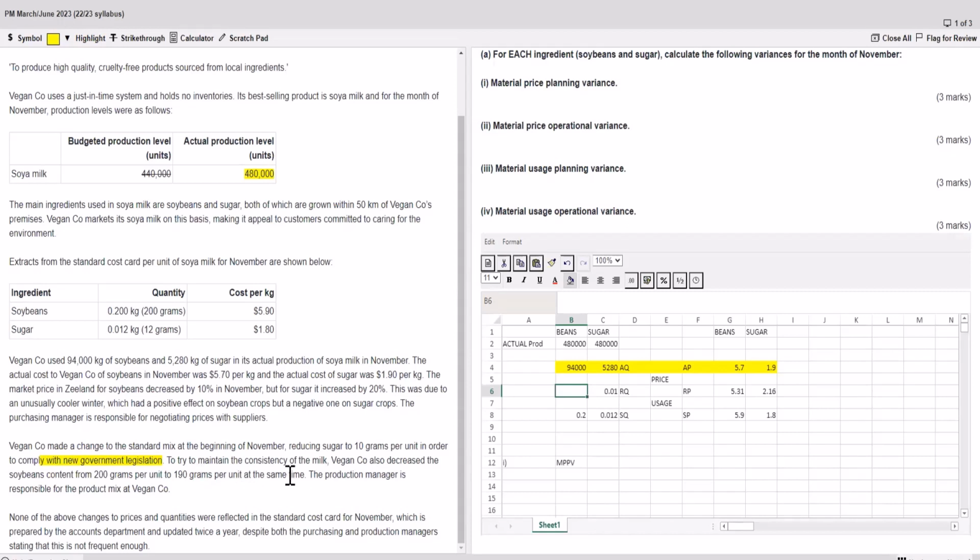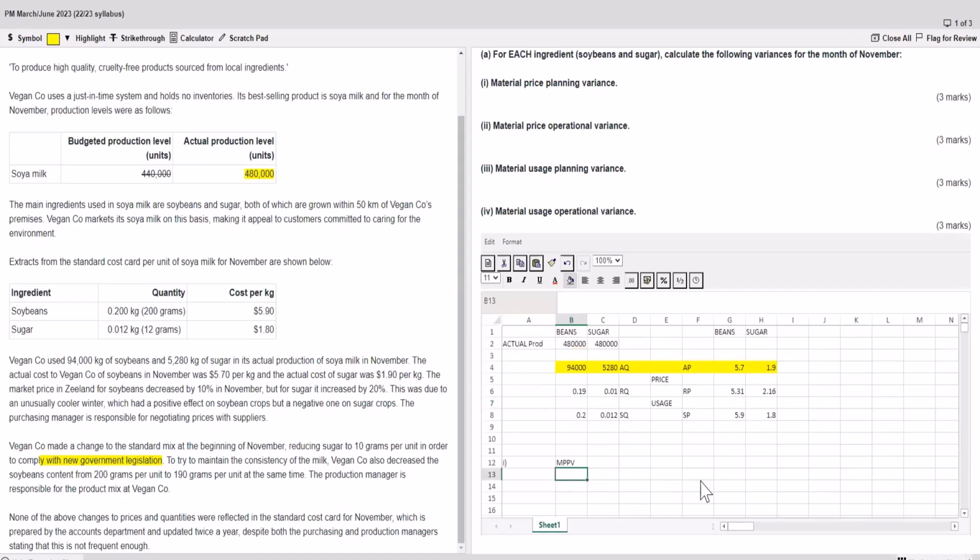To try and maintain the consistency of the milk, vegan also decreased the soybeans from 200 grams per unit to 190. So that's now gone to 190. So 0.19. So I didn't adjust the standards, I just created the new standards. So those are the revised quantities. So I'm now ready because I've got everything in place to be able to now calculate my variances.